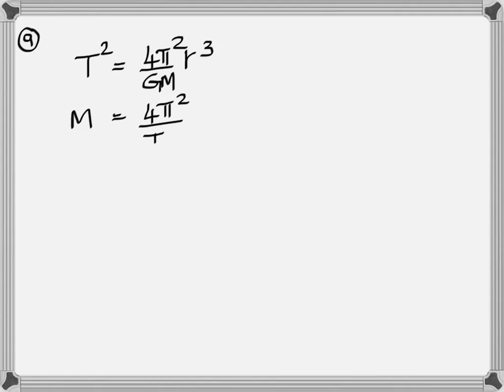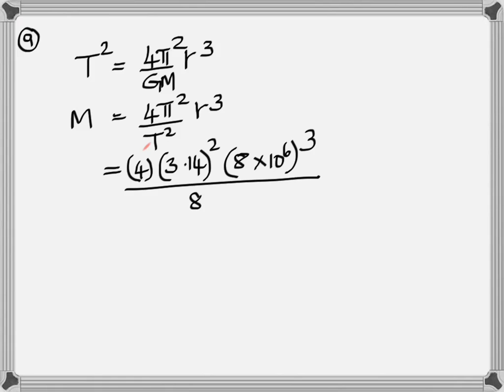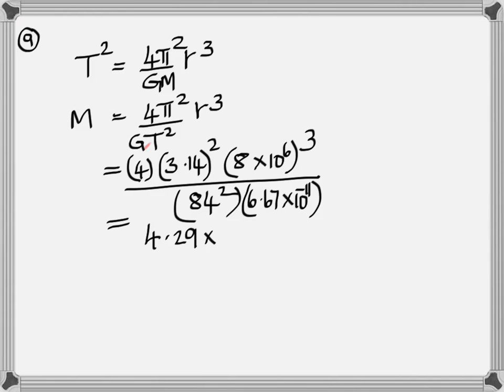Anyway, number 9, the time period squared is equal to 4 pi squared by GM times r cubed, and rearrange that to make mass the subject, and you get this formula. And I forgot to put in the G, which I'm going to add. Must be a G here. Okay, B. Now, G is 6.67 times 10 to the negative 11. You add all that and calculate, you get 4.29 times 10 to the 28 kilogram.